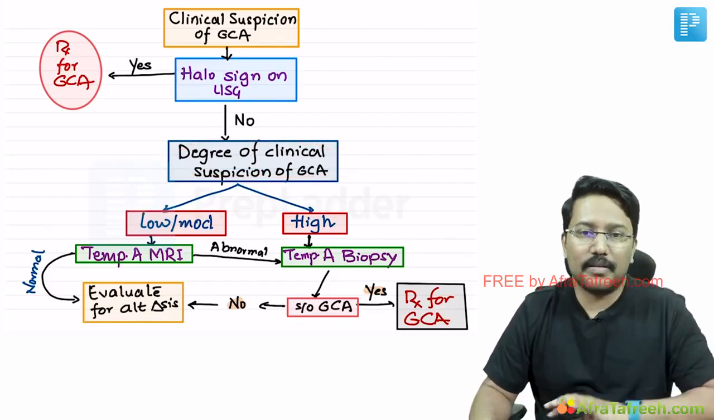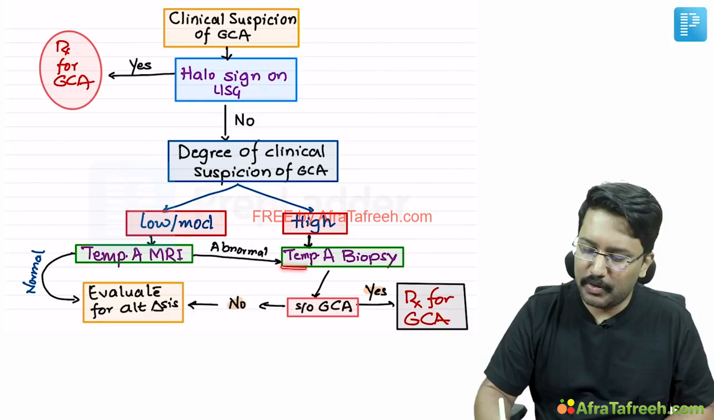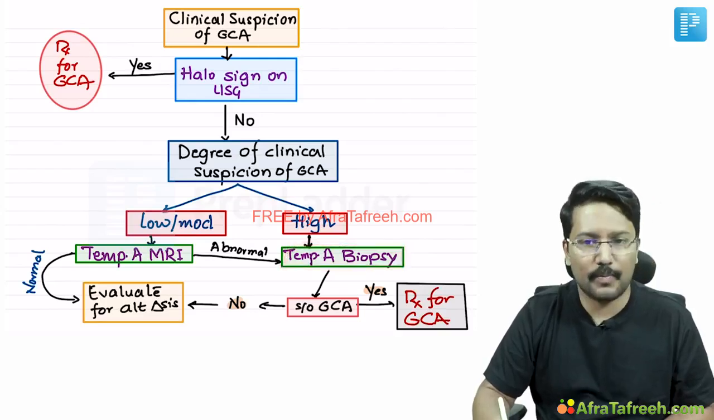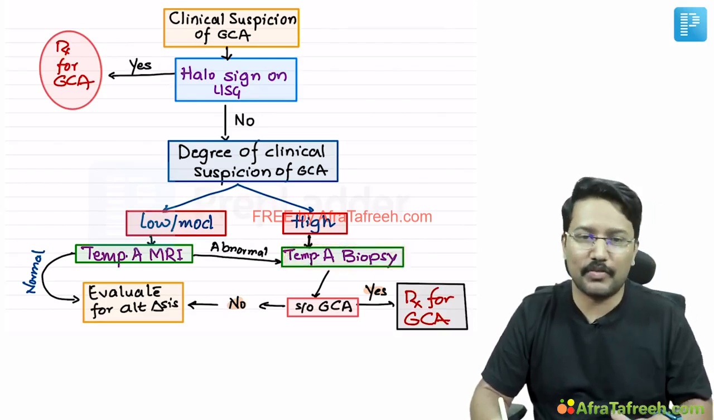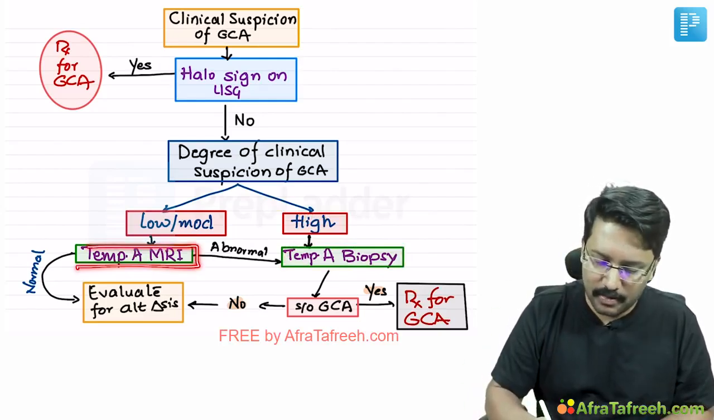So if the degree of clinical suspicion is extremely high, in such cases, then maybe you can jump to the temporal artery biopsy. But if you have a low or moderate degree of suspicion, in such cases, you can do one more test, that is temporal artery MRI.